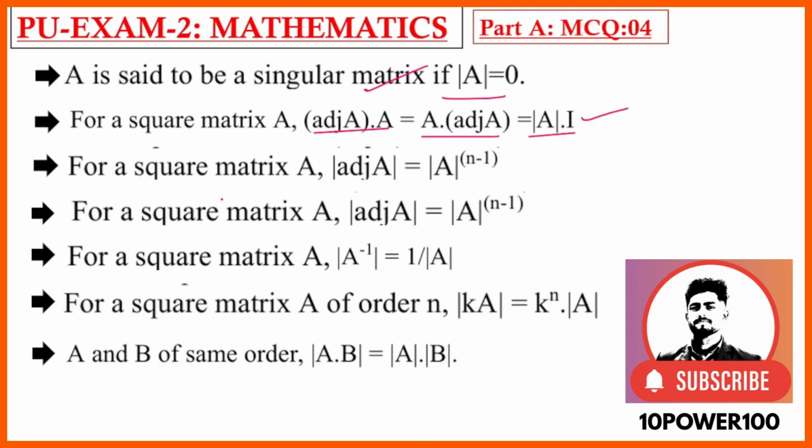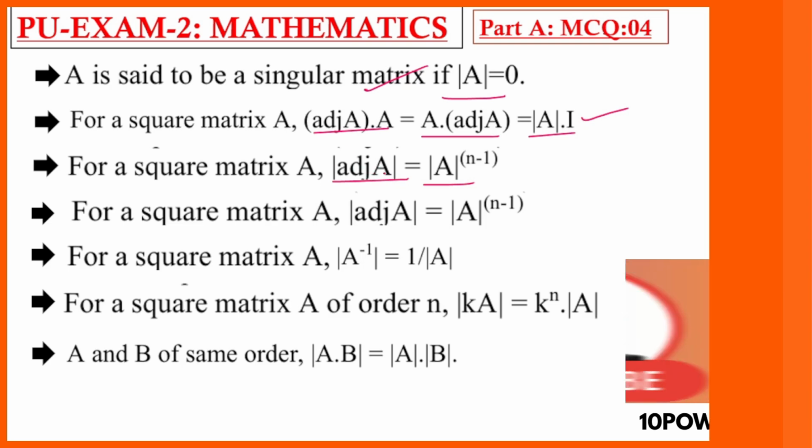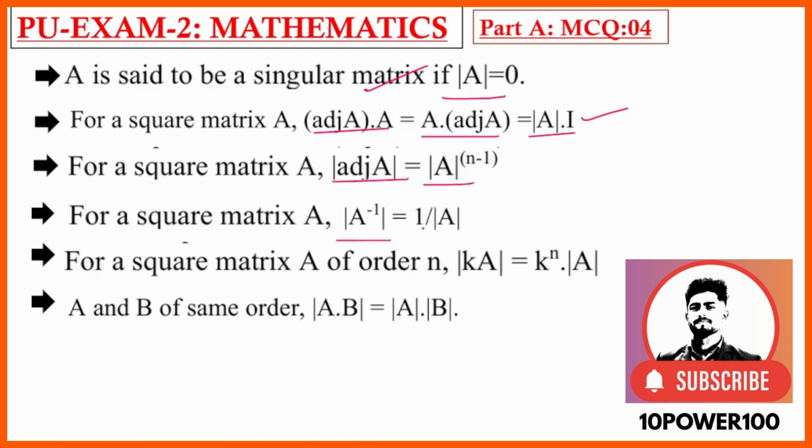Okay, so next, for a square matrix, determinant of adjoint of A is equal to determinant of A power n minus 1. So determinant of A power n minus 1, to find the determinant of adjoint of A. For a square matrix, determinant of A inverse is equal to 1 by determinant of A. So this formula is also important.